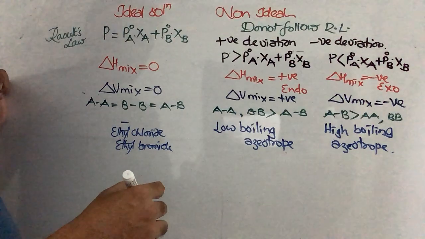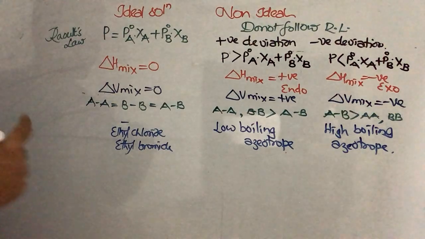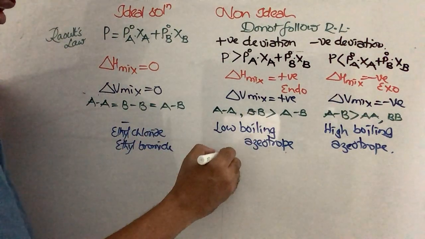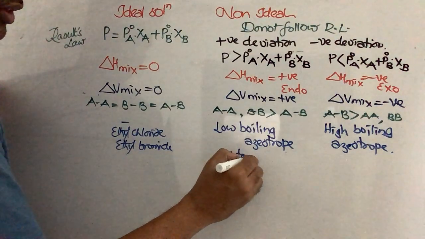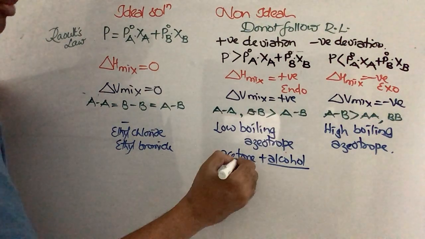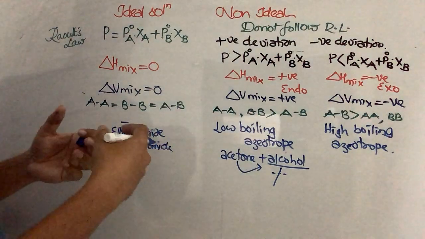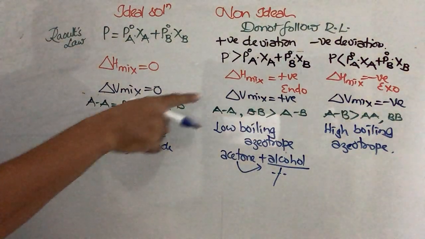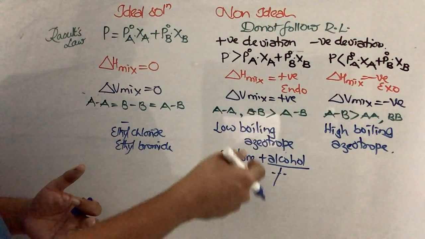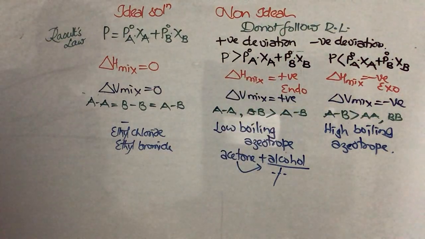Positive deviation means some extra attraction is already there, and because of the addition of the other component, the attraction breaks. For example, if you are adding acetone to alcohol, alcohol already has hydrogen bonds, but when acetone comes, those hydrogen bonds are going to break. When the hydrogen bonds break, the molecules move a little away. That's why delta V mixing is positive. For breaking the extra hydrogen bonds, it needs some energy. That's why delta H mixing is going to be positive, endothermic.